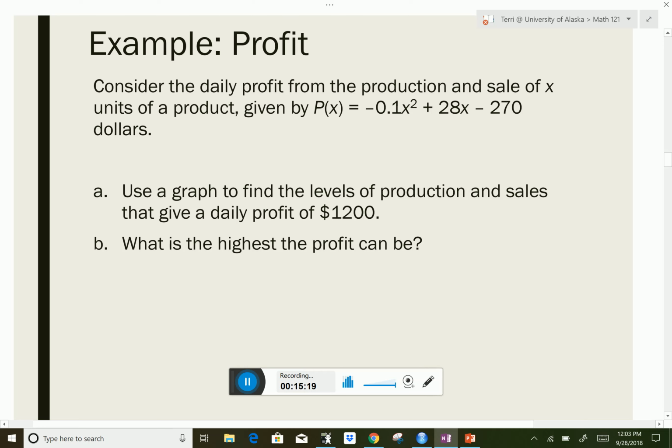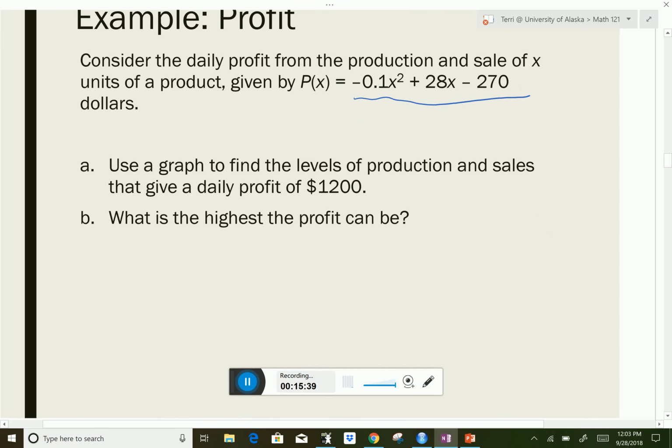Okay. So from the production and sale of X units of a product given by P of X equals this wonderful thing that I'm not going to restate. Use the graph to find the levels of production and sales that give a daily profit of $1,200. So that means that we want negative 0.1x squared plus 28x minus 270 equals 1,200. So we can use the graph to find that.